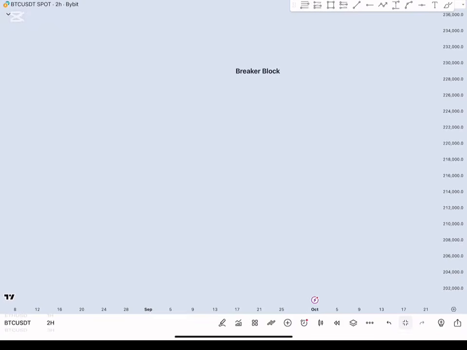Identifying a breaker block is actually easy. It is not that stressful. It is not hard. It is easy. Firstly, if we want to identify our breaker block, we need to know where we are expecting that breaker block to be. For us to know that, we need to know our trend, which is how the market moves: the downtrend and the uptrend.